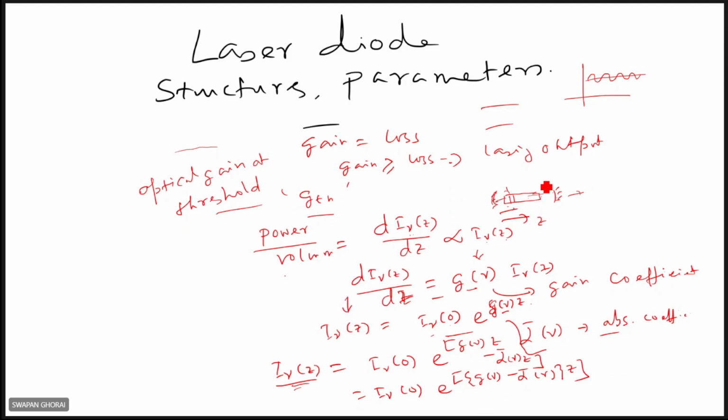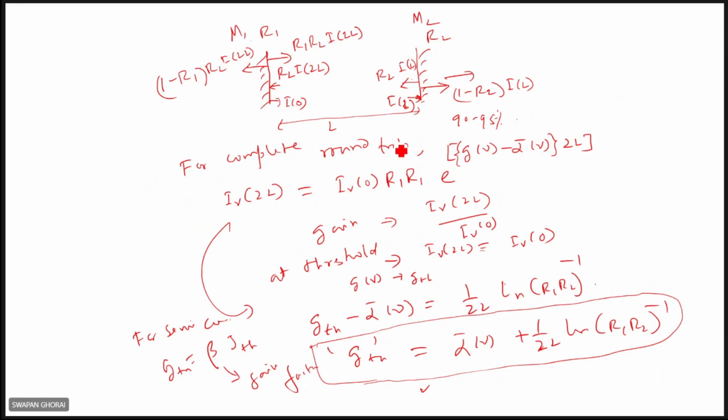Now, consider a complete round trip. Suppose you start from here, next it goes to the second mirror, and next it comes back to this point. It's a complete round trip. It is shown here as a passive laser. For the time being, consider the passive one. Here, two mirrors are there, and light is reflected back and forth. The initial intensity is I0, at Z equal to 0. The reflection coefficient of this mirror is R1, and of this mirror is R2, and the length of the resonator is L.